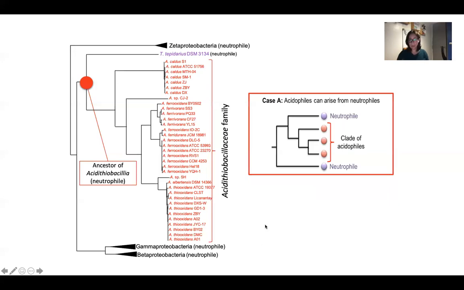We developed all these methods for the Acidithiobacillia class, and according to our results and the literature, we confirm the Acidithiobacillia class separates into two main clades. One of them groups the neutrophiles, and the second all the acidophiles, represented in red. So we obtain case A, where the acidophiles arose from a neutrophile. Also, the sister clade Gamma and Beta proteobacteria and the ancestor clade Zeta proteobacteria include neutrophiles. So this allows us to propose that the ancestor of the Acidithiobacillia was a neutrophile, confirming case A.